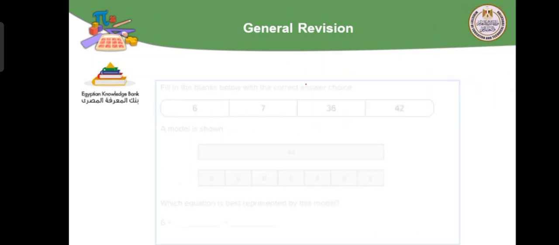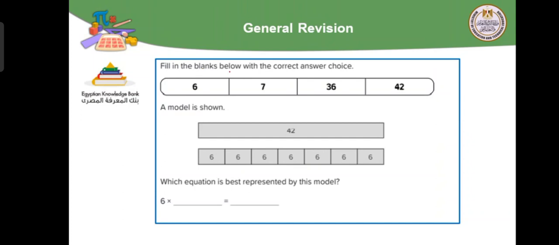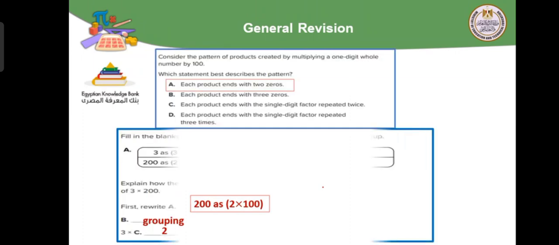Look at here. Fill in the blanks below with the correct answer choice. 6 or 7 or 36 or 42. A model is shown here, 42. How many here? Number of 6. 1, 2, 3, 4, 5, 6, 7. So, which equation is the best to represent this model? 6 by 7 equals 42. Okay, because multiplication is a repeated operation. Appearing the answer. Okay, here.